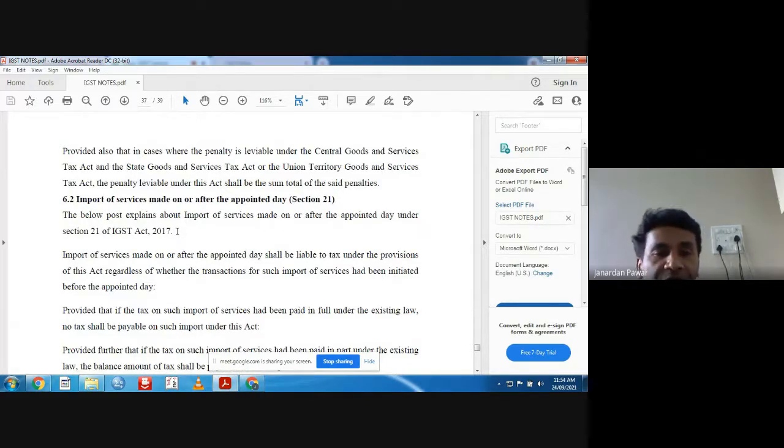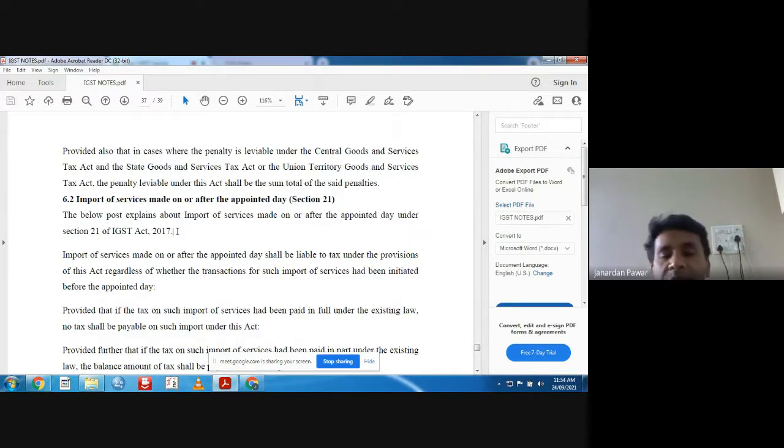So the below post explains the import of services made on or after the appointed day under section 21 of the IGST Act 2017. As we have studied one concept at the beginning as part of the definitions, that is the appointed day. So in this particular section, that is section 21, provisions are made regarding import of services made on or after the appointed day.